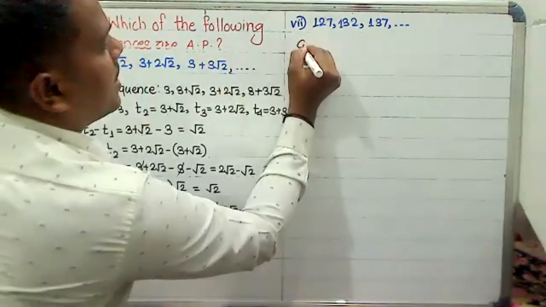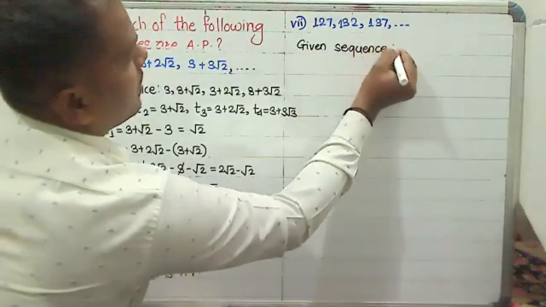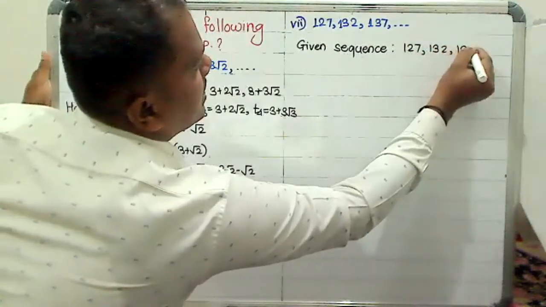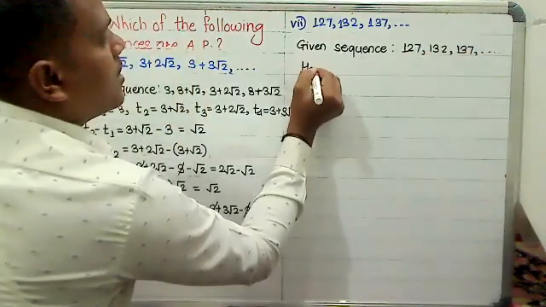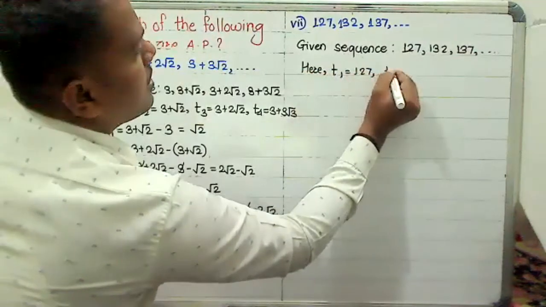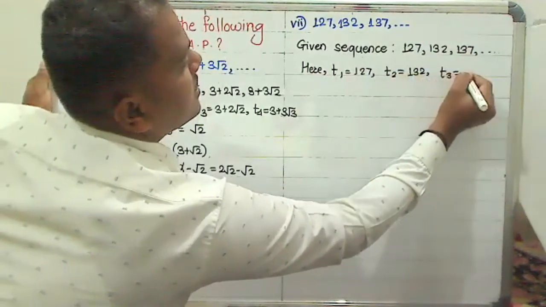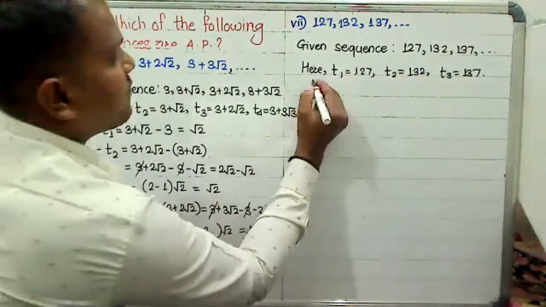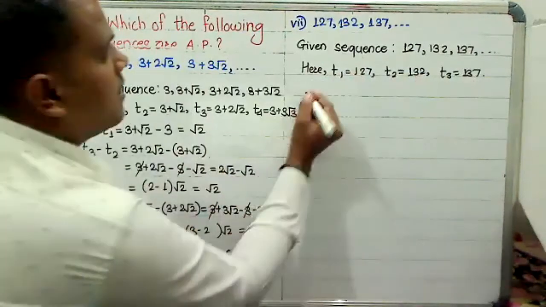So here, write down the given sequence. The given sequence is 127, 132, 137, and so on. Here T1 is equal to 127, T2 is equal to 132, T3 is equal to 137. Now we have to find the difference between two consecutive terms, that is the common difference.